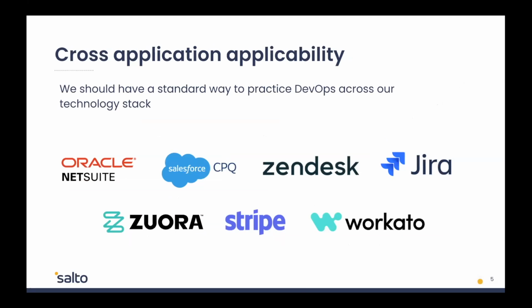So one of the key things about a process is that you really need to be able to have this process work across your business. So if you're using more than one platform, right? Not just NetSuite, you're using Salesforce, Zendesk, Jira. These are things that Salto does, but a lot of companies are going to have these additional tools in place, these additional apps. You really want to be able to do the same process across all these, right?